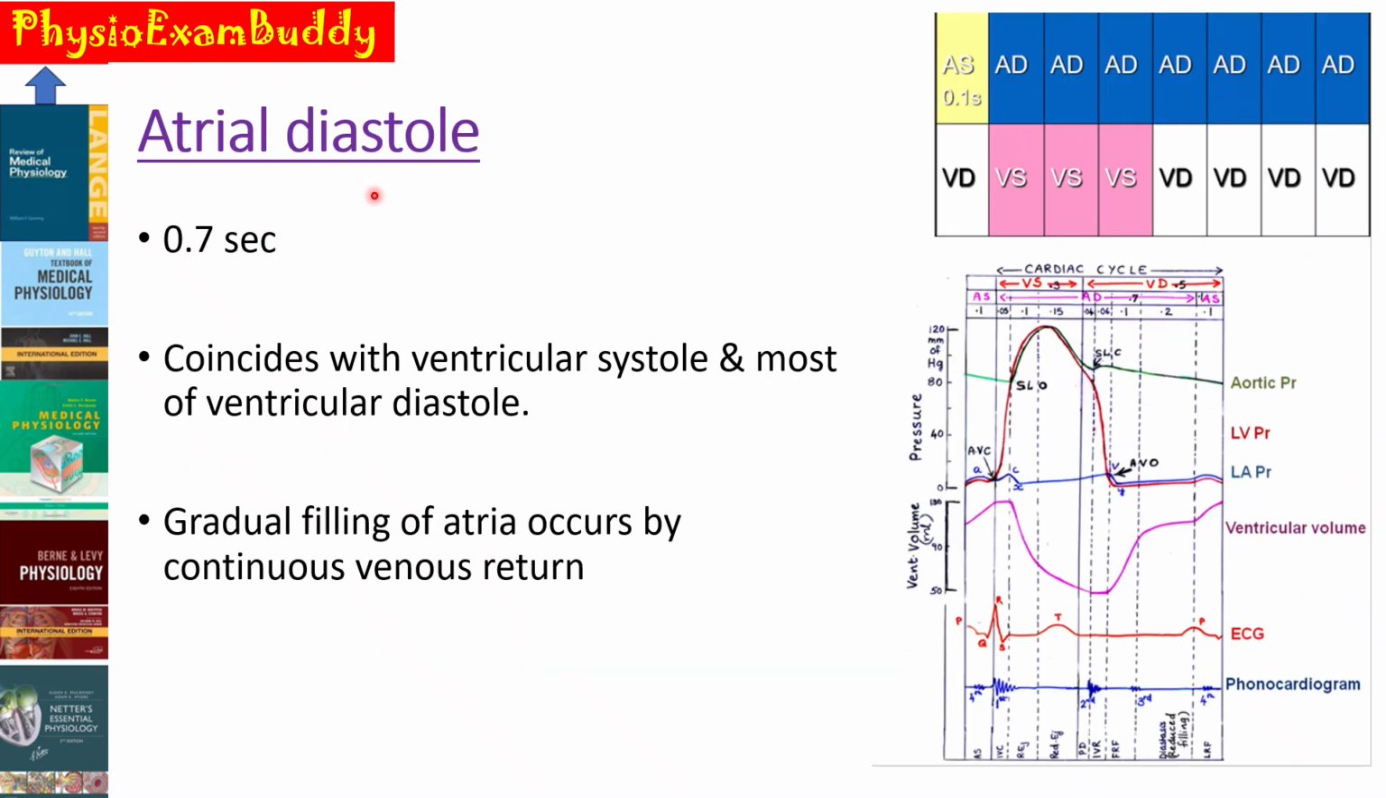Next phase is the atrial diastole. So in the atrial cycle, you can see here that the rest is completely occupied by the atrial diastole, occupying around 0.7 seconds. And it coincides with the ventricular systole as well as most of the ventricular diastole. Now, what is happening during atrial diastole? There is gradual filling of the atria because the atrial muscle is relaxing. So there is gradual filling of the atria by continuous venous return from the major veins supplying the atria.